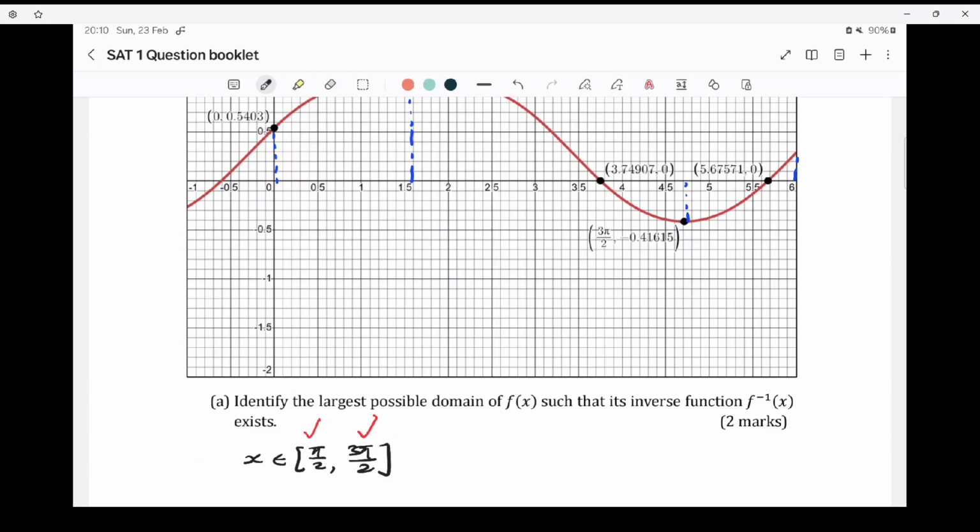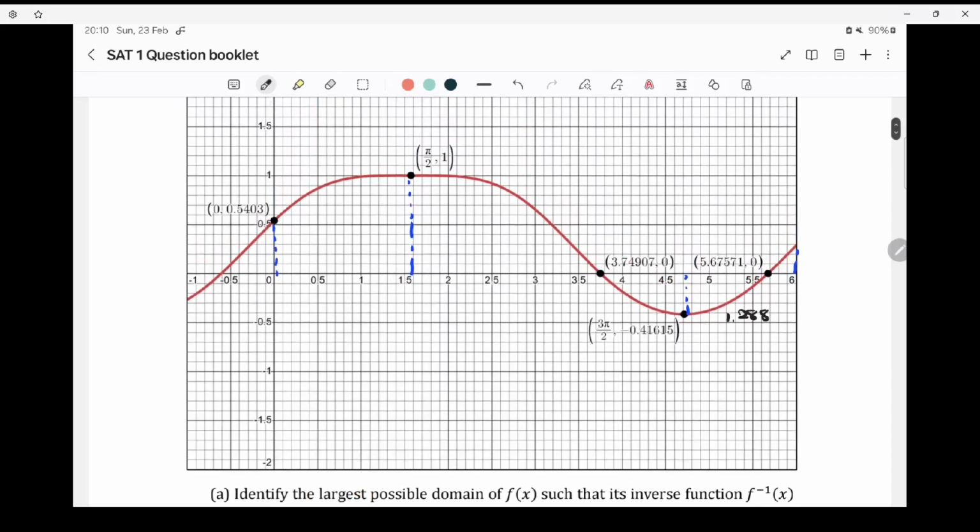If you calculate 6 minus 3 pi over 2, this is around 1.288. Whereas from pi over 2 to 3 pi over 2, here you have pi as your region. And then the other one is pi over 2. So obviously the largest would be from pi over 2 to 3 pi over 2.